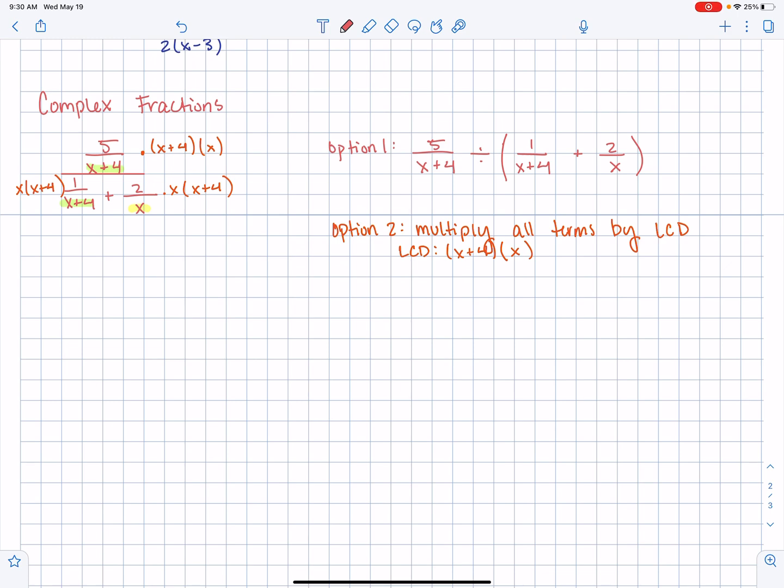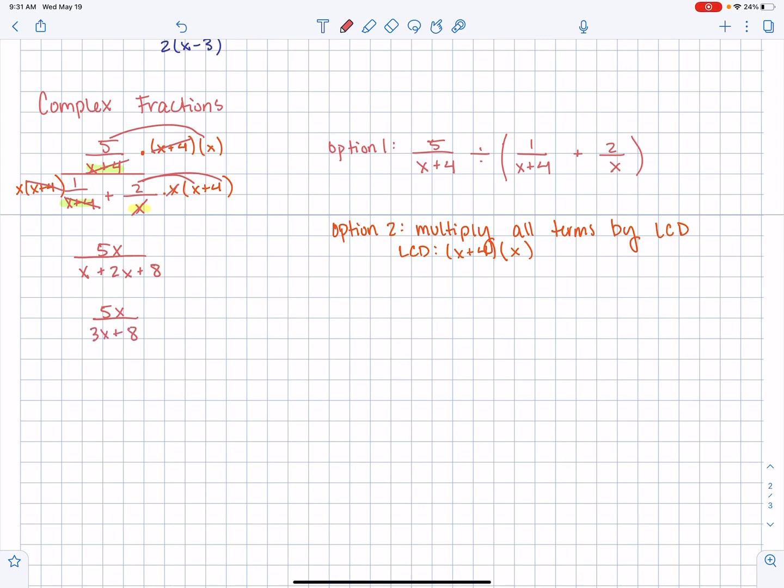So on this top one, we have an x plus 4 and an x plus 4. Those are going to cancel out. We're left with a 5 times x. So on our numerator, we have a 5x. All right, let's look at our denominator. We have an x plus 4 and an x plus 4. We're simply left with x. Now on this one, the x and the x cancel out, but we do need to distribute. So we're left with plus 2x plus 8. Just need to combine some like terms. So final answer for here is 5x over 3x plus 8.